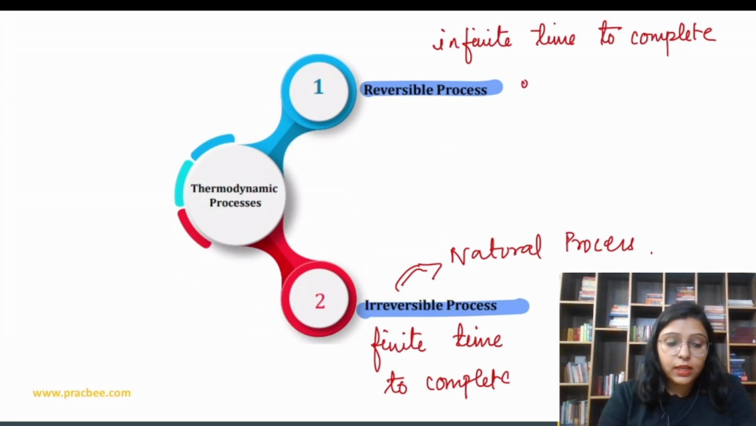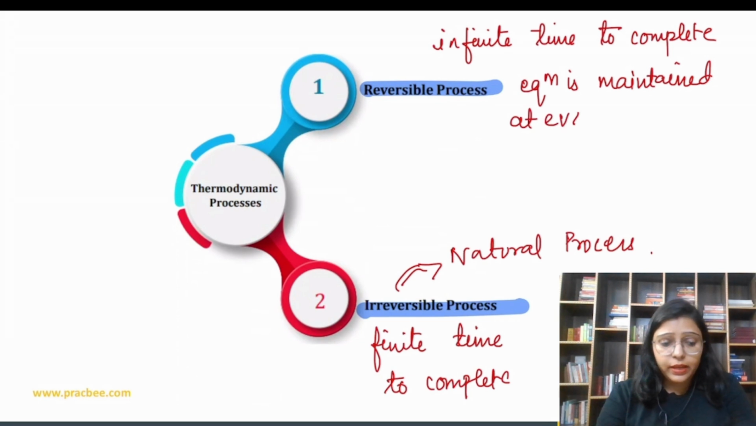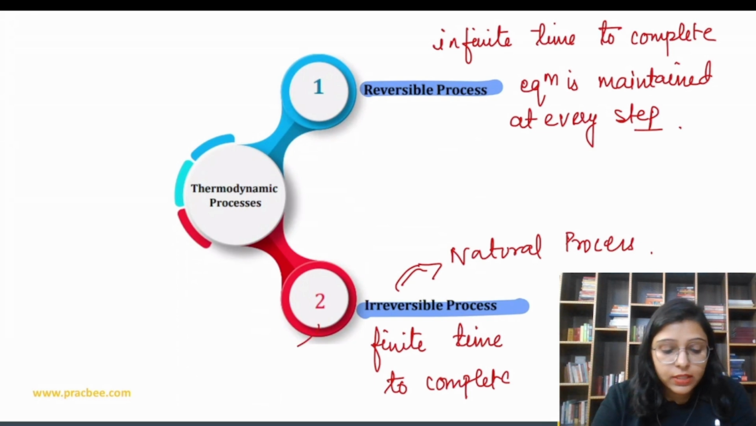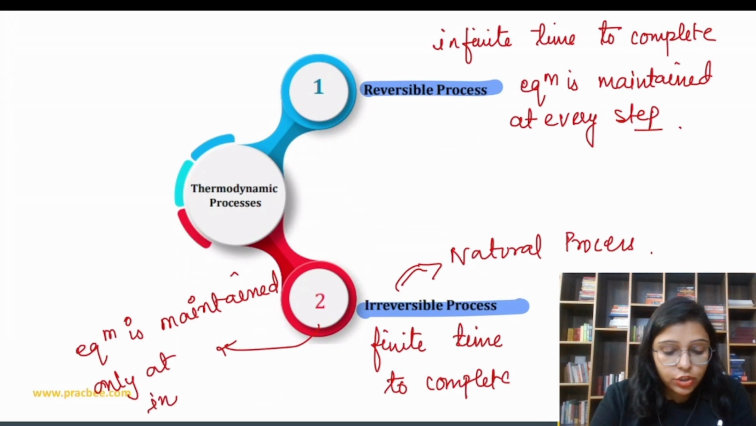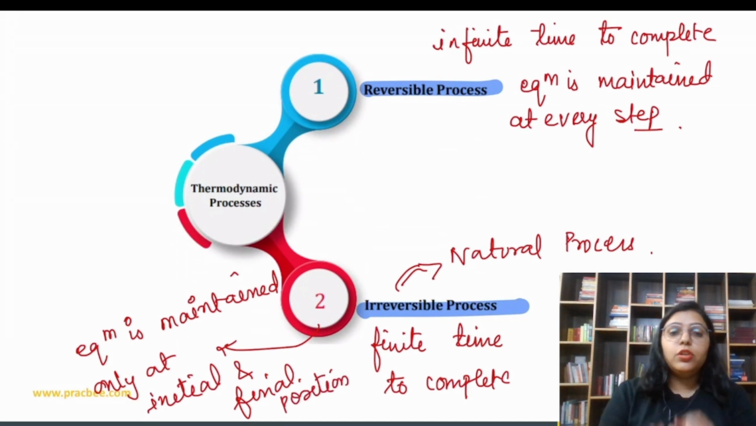In a reversible process, equilibrium is maintained at every step, while if we talk about the irreversible process, equilibrium is maintained only at the initial and final position, or initial and final step. That's it, right? So we have the question based on the basics.